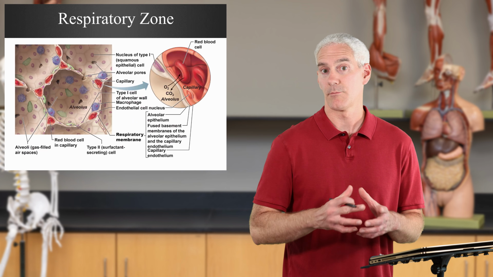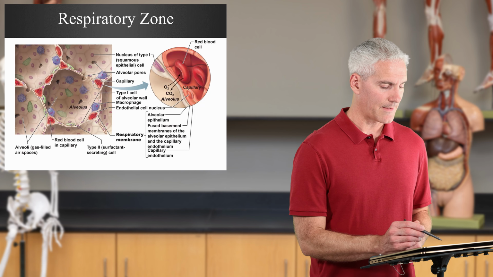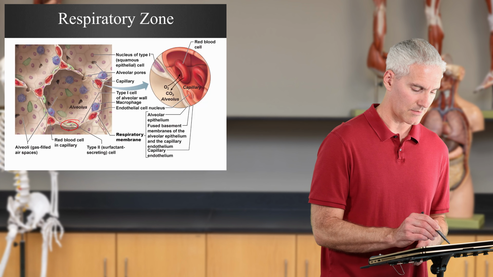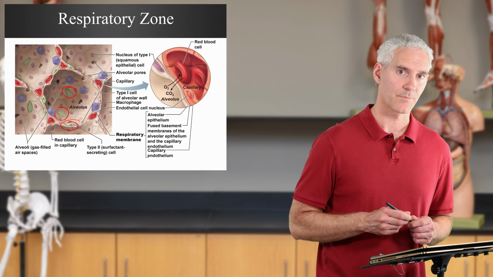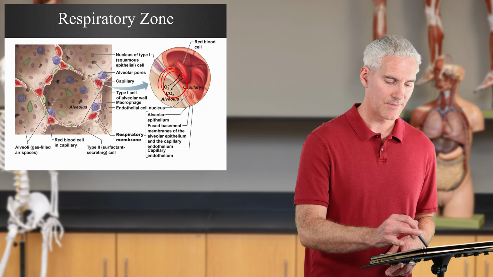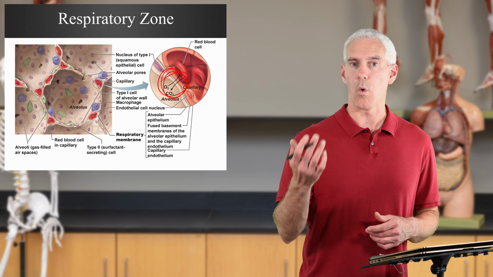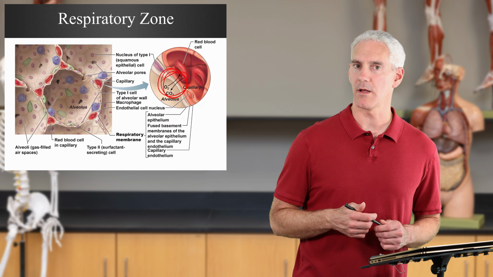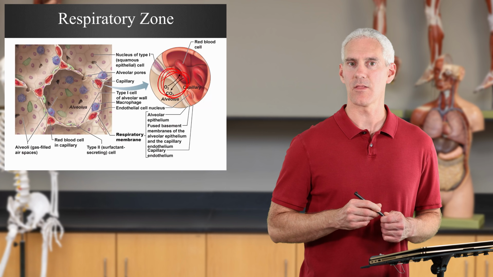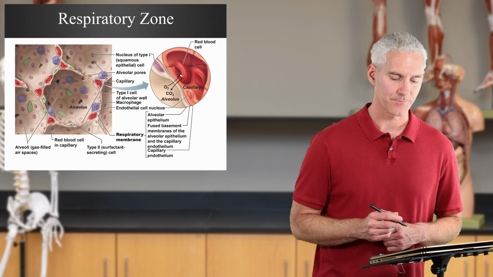A little different view, a little more blown up view here. Again, same thing. Plenty of type 1 cells, and those scattered type 2 cells. Here's one, there's one. But the goal here, look at how thin this membrane is. The wall of the capillary and the wall of the alveolus, they're both wafer thin, allowing for optimal gas exchange.